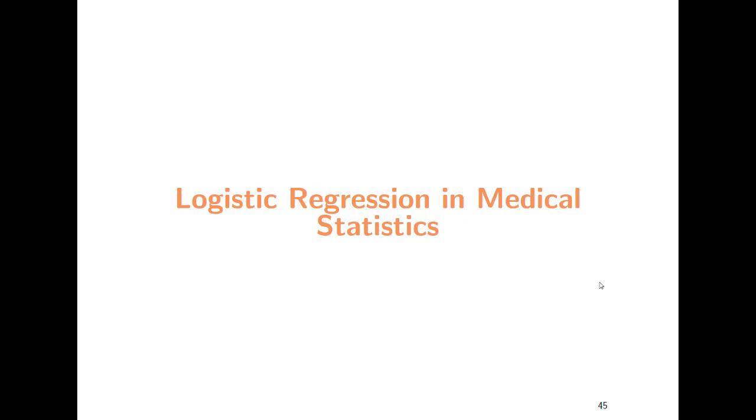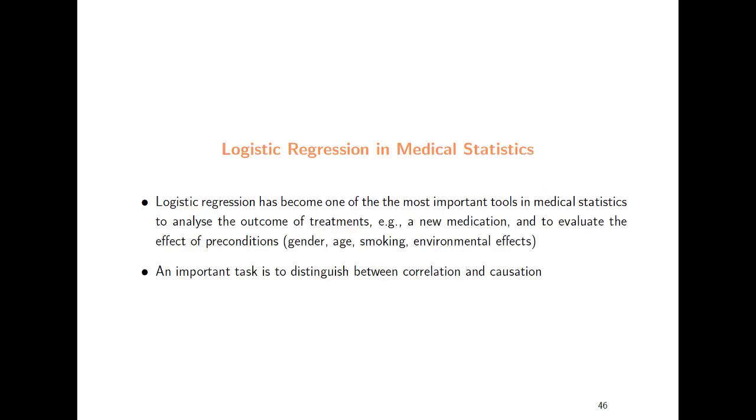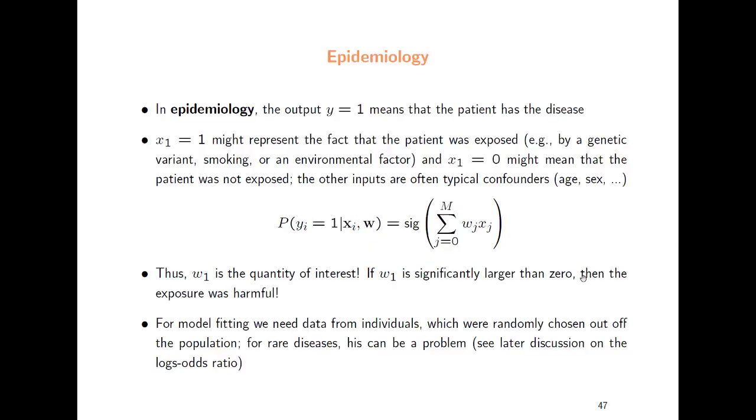So now let's discuss a little bit how logistic regression is used in medical statistics and why it is so important there. It's one of the most important tools in medical statistics to analyze the outcome of treatments, for example a new medication, or to evaluate the effect of preconditions like gender, age, smoking, environmental effects. An important task here is to distinguish between correlation and causation. Of course, we could do a whole lecture on causation, but we don't do it.